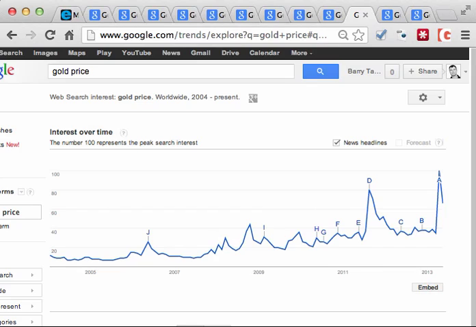Next one I've got is gold price. Okay, let's talk about gold. So we've got two extremes in terms of the index happening here. The first one, August 2011, and then the next one at an index value of 100 was April 2013.